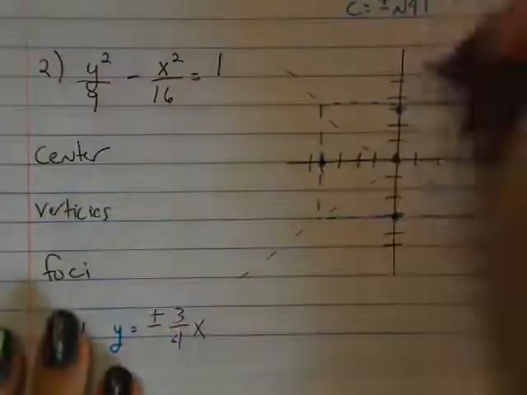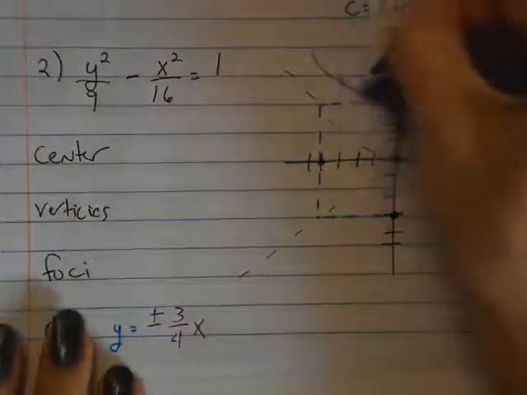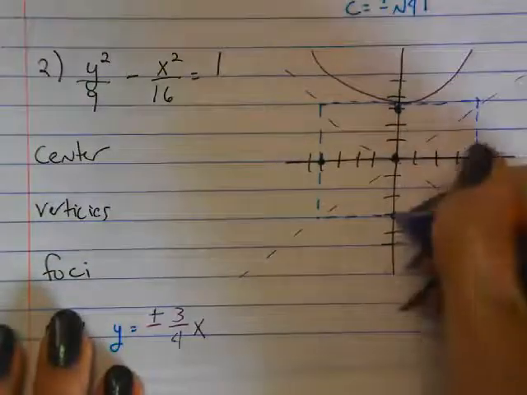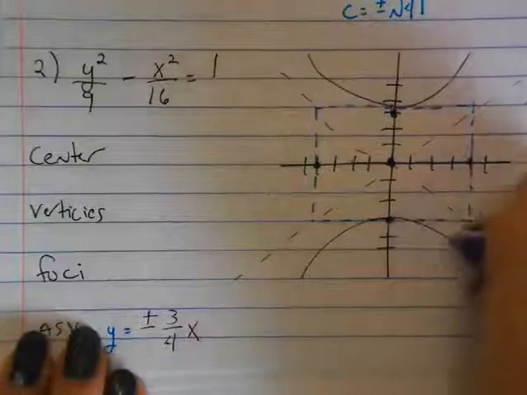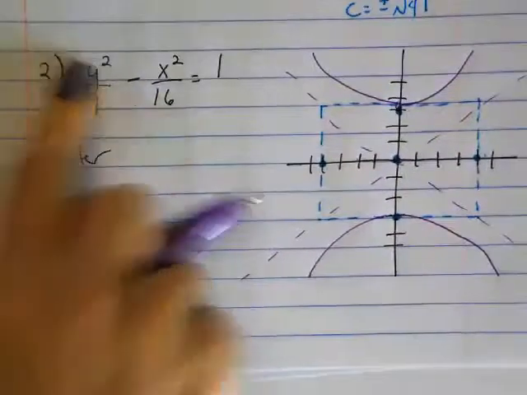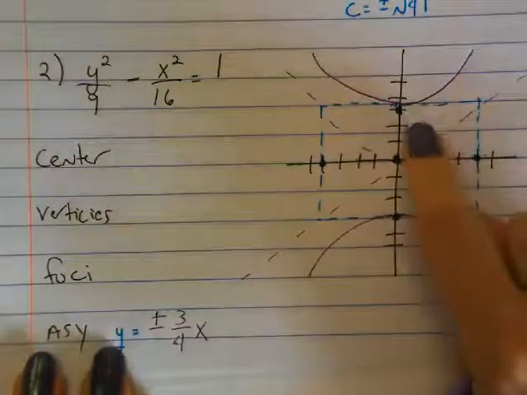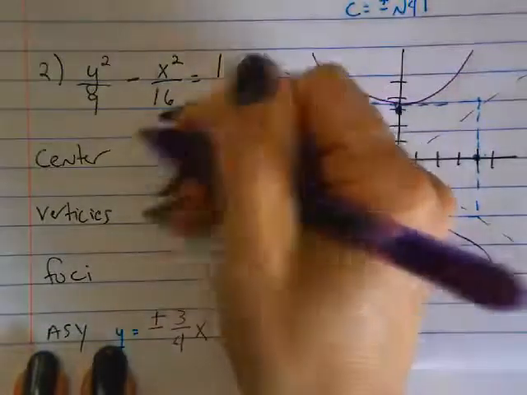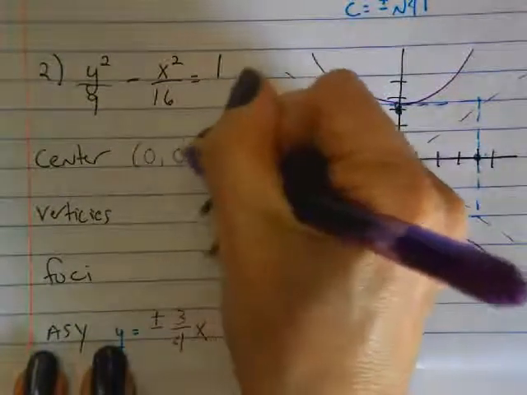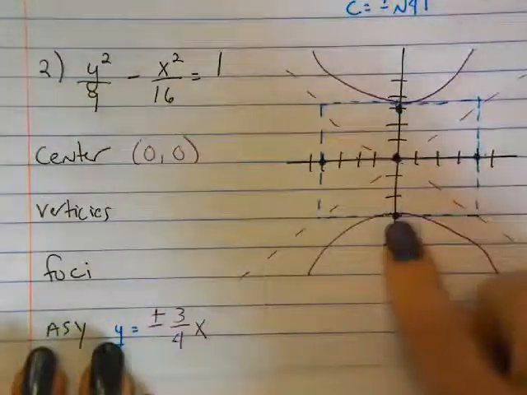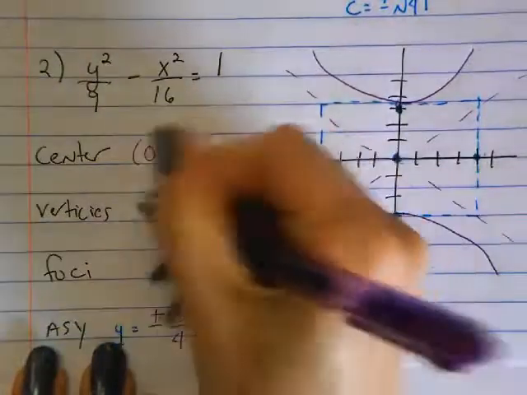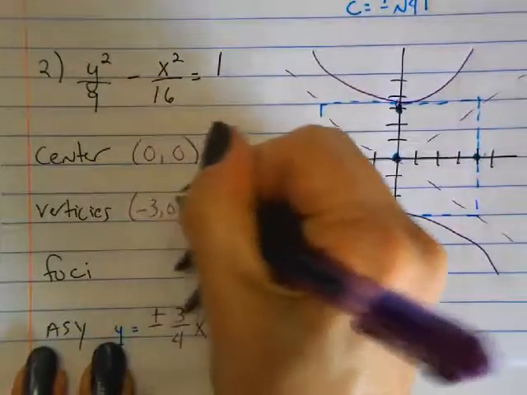Okay, do you agree this time your hyperbola is going to open this way and this way? Because y led. So let's get the center. The center is at the origin, 0, 0. The vertices I know are at negative 3, 0 and 3, 0.